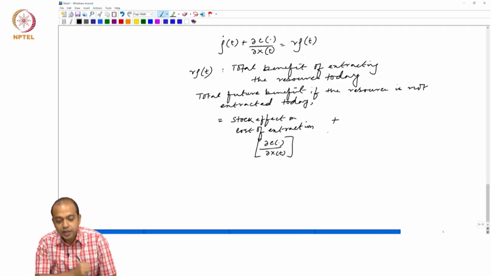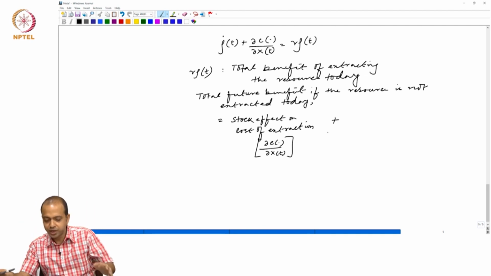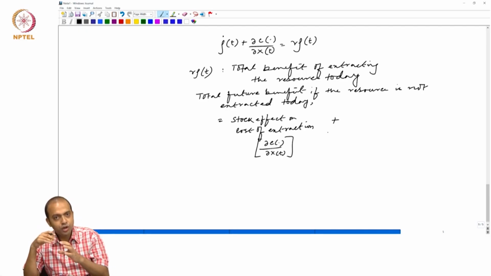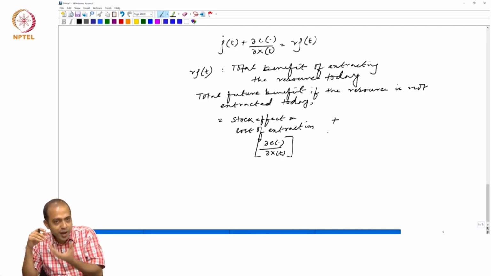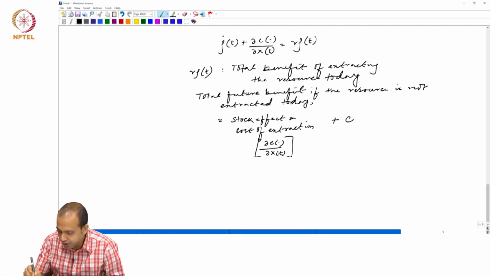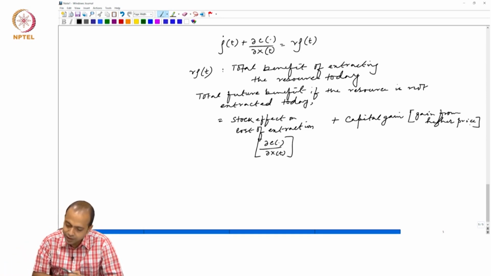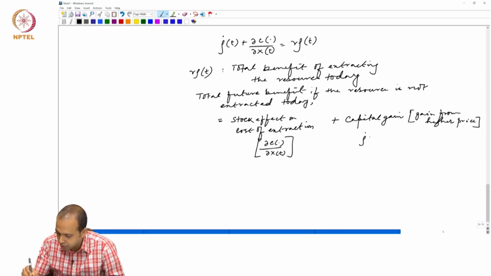Plus there would be another benefit. If I do not extract the resource today and keep it for tomorrow, what is the benefit? Tomorrow we may expect that the price of the resource will increase. That is called capital gain. So, this is basically the gain from higher price, capital gain, and that is denoted by rho dot T.